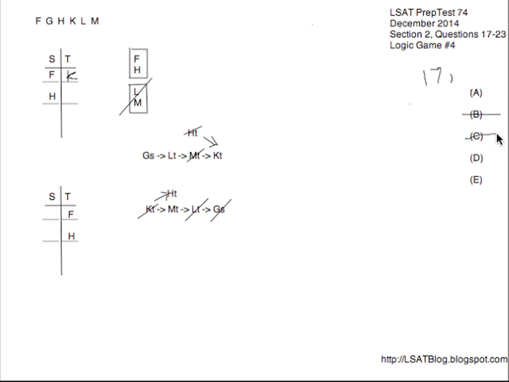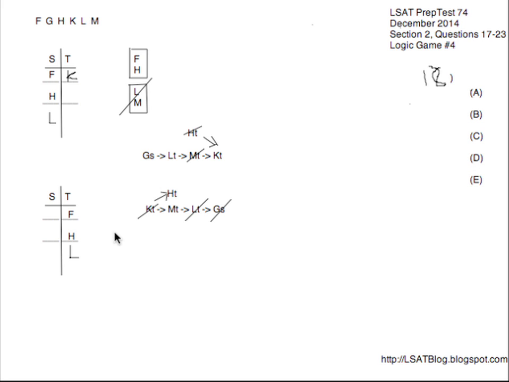We know that GS requires LT. A is violating that, so that's gone. And finally, we know that if K doesn't go to T, then H and M will. So in D, K is not going to T, but H and M did not go to T, so D is gone, giving us E by elimination for number 17.